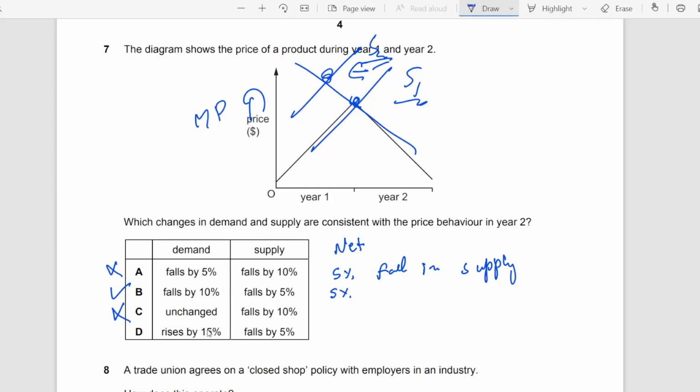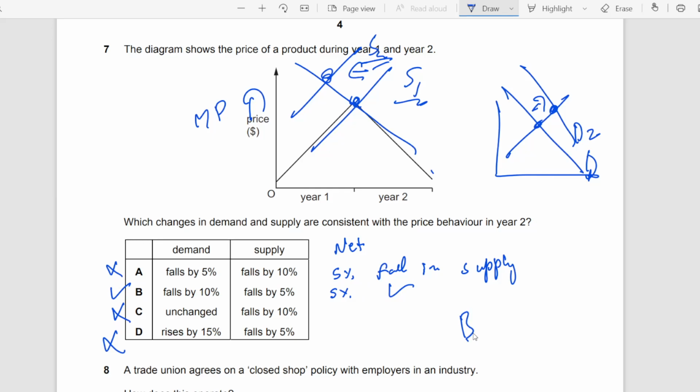And here the demand rises. When the demand rises, the price goes up as well. Let me explain using this demand and supply curve. When we move from D1 to D2, you see the market price is going up. So that cannot be the correct option. We want the market price to go down, and the only case in which the market price is going down is the second case here. That is option B.